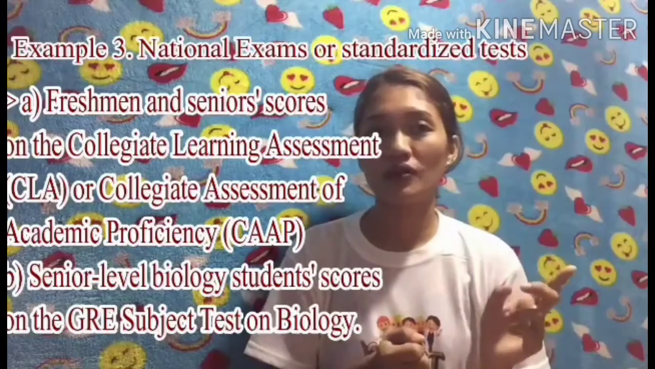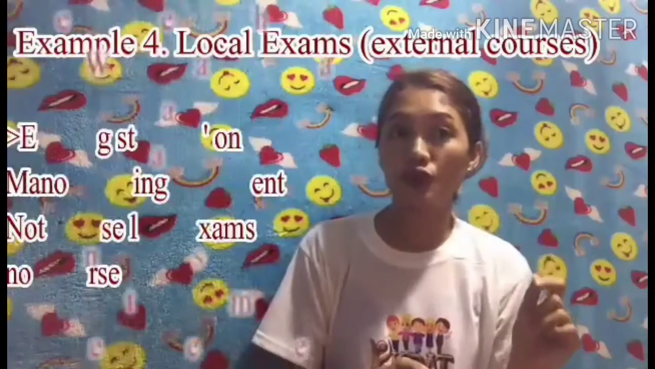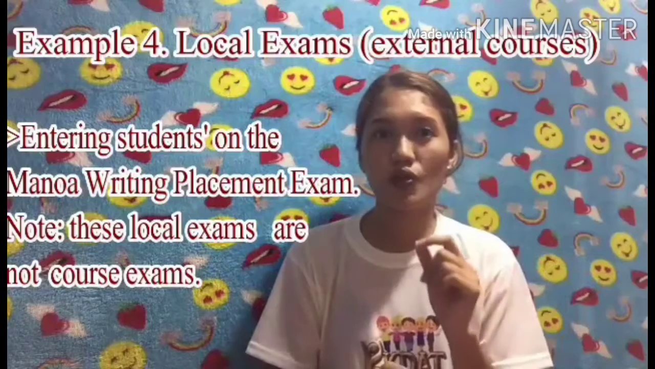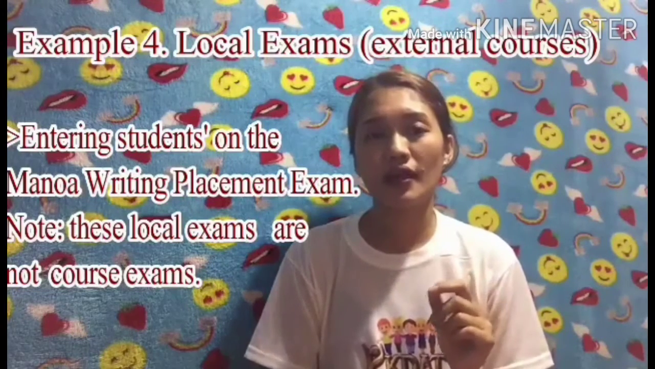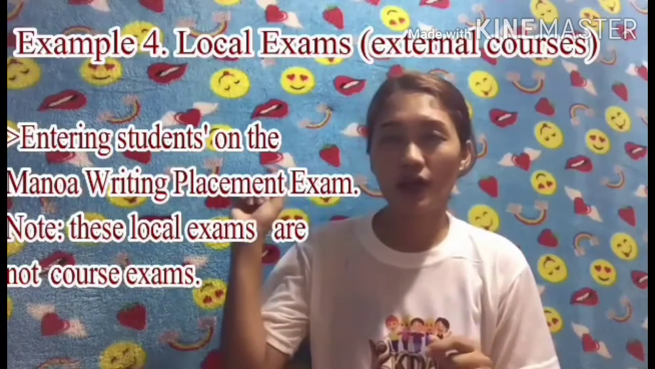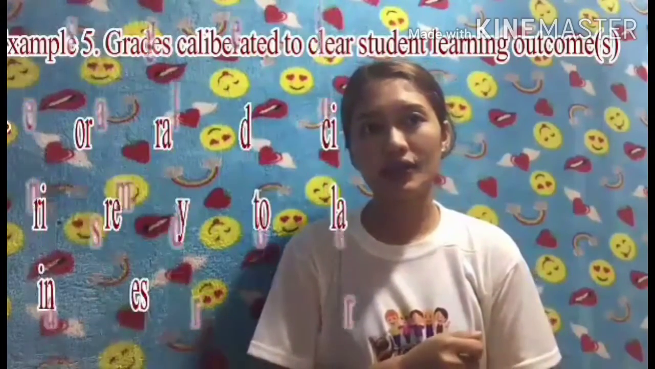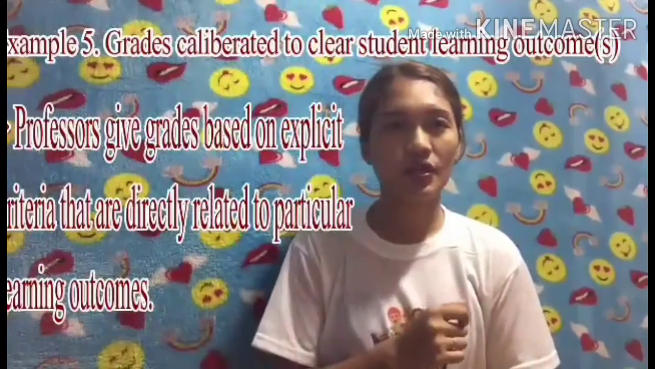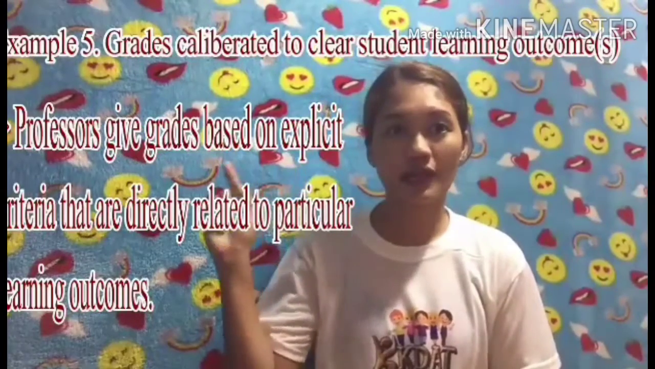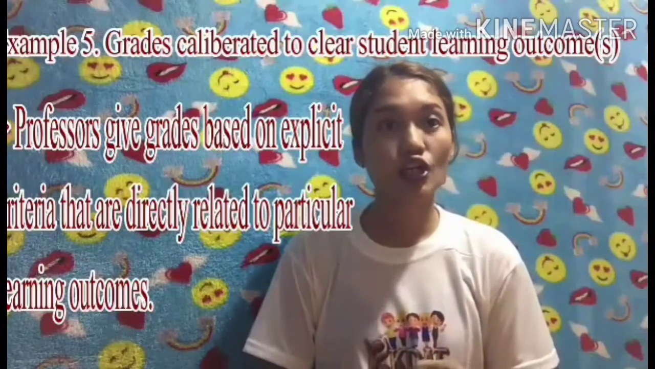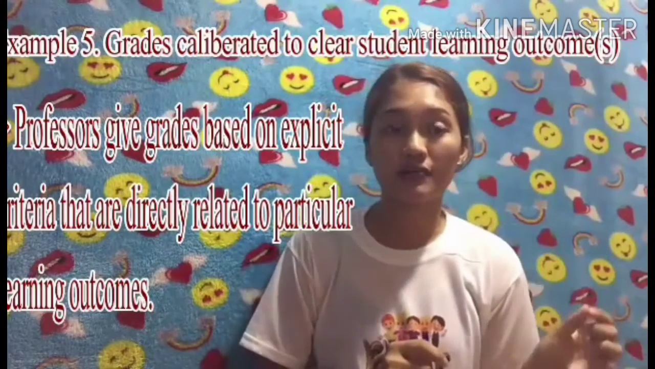So number 4 example is the local exams or external to courses. Entering students' scores on the Manoa writing placement exam. Note, these local exams are not course exams. So the fifth example is grades calibrated to clear student learning outcomes. Professors give grades based on explicit criteria that are directly related to particular learning outcomes.